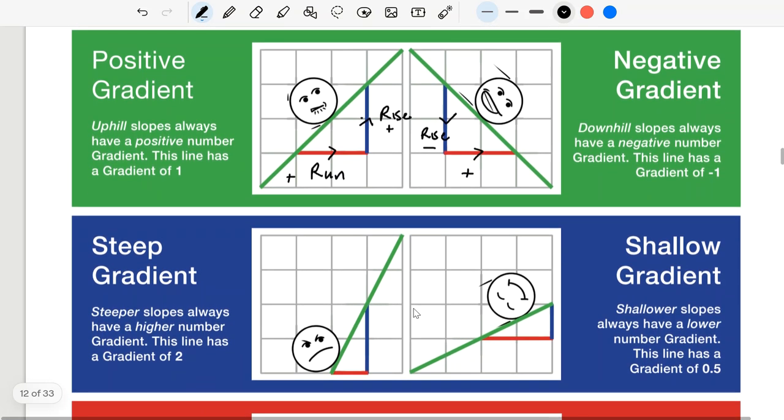We've also discussed that if you have a steep gradient or a shallower gradient, the numbers will be different, right? A steeper gradient will have a higher number. So what's the gradient of this one again? 2. So in this case, we'll call it m equals 2. This one, not so steep, is m equals 0.5, or 1 over 2.